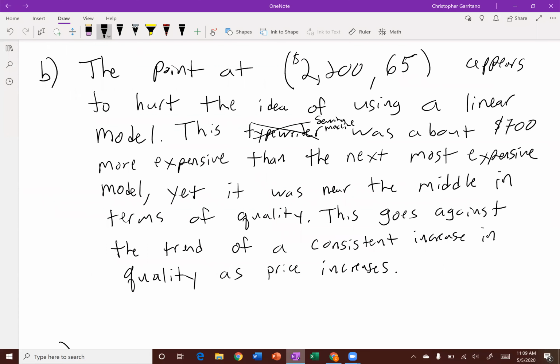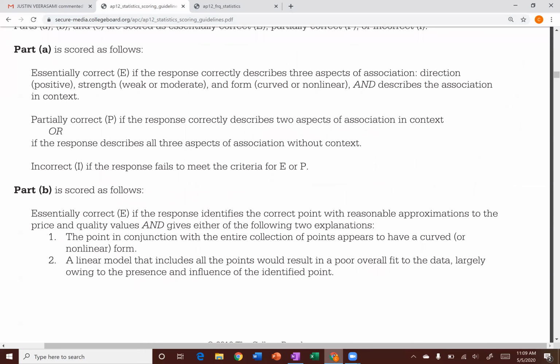I don't say those exact words, but I just say that even though this was the most expensive by about 700 more than the next most expensive, this only exists in the middle of the pack in terms of quality. And I say that this goes against the trend of a consistent increase in quality as price increases. So that's sort of saying, not the exact words, but that this goes against the linear trend.